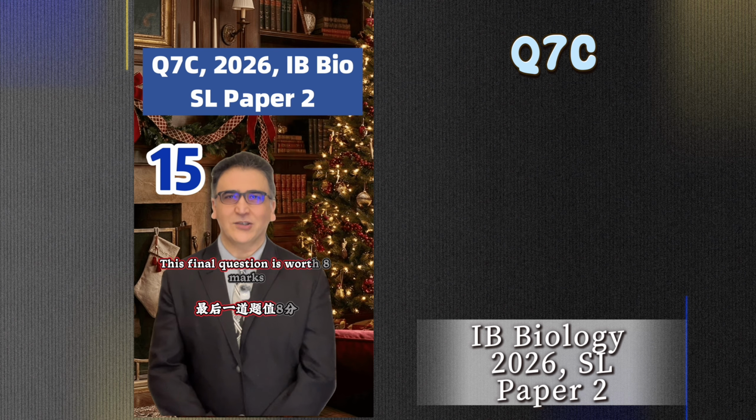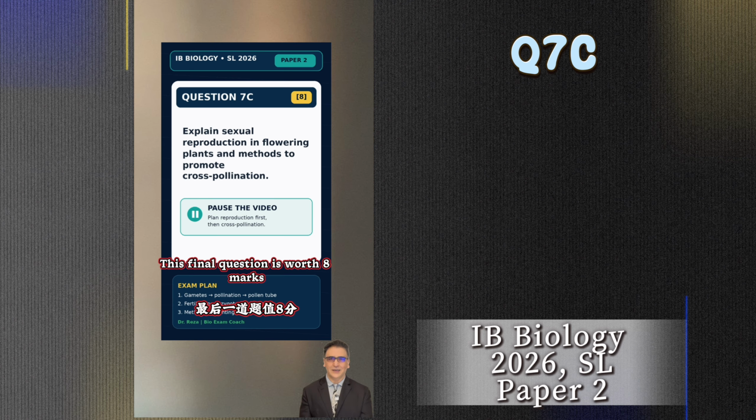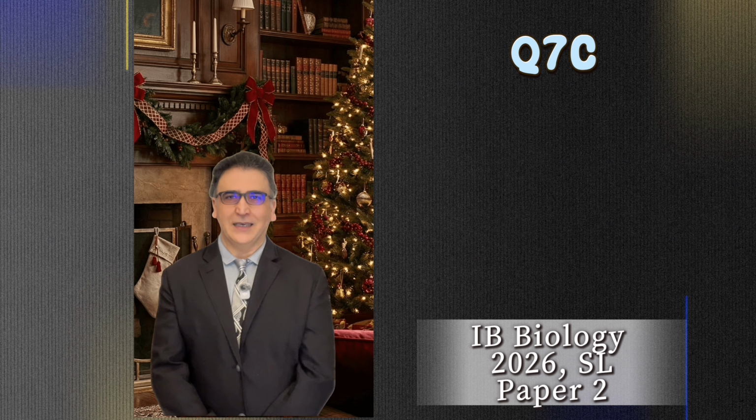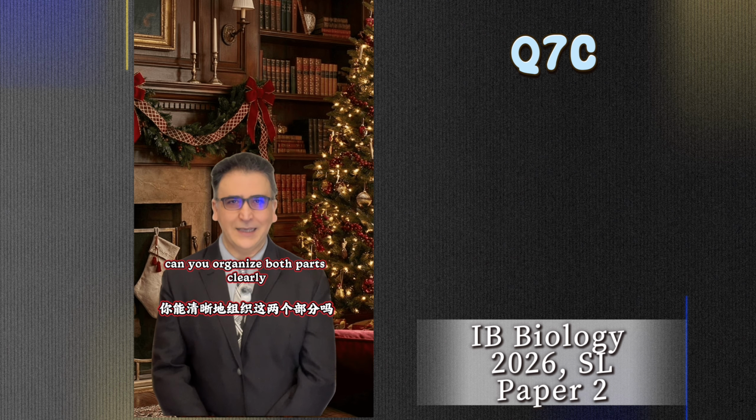This final question is worth 8 marks, and it has 2 parts: sexual reproduction and cross-pollination. Can you organize both parts clearly? Pause the video now and try.